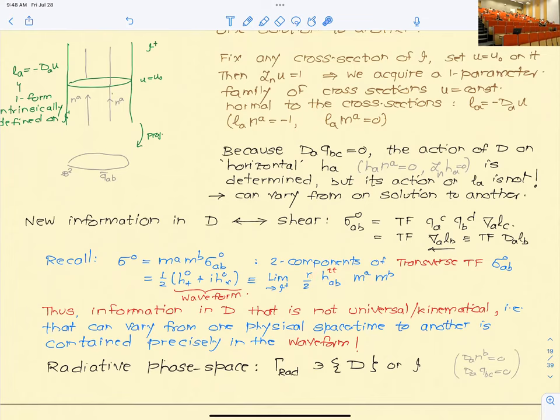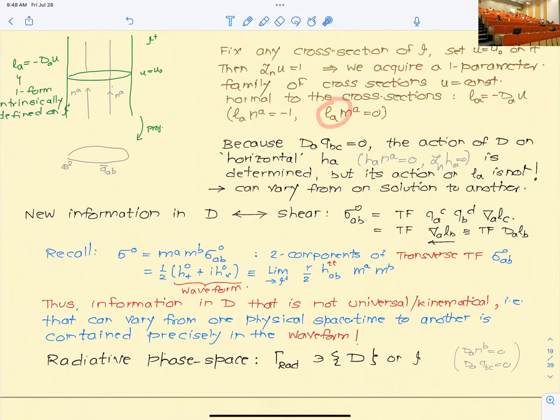And there's a part of the information in D which is universal, or kinematical, which is what it does to these horizontal one-forms. But what it does to l is not universal. One space-time, like Schwarzschild space-time, will do something to it, and a radiating space-time will do something completely different. In Schwarzschild space-time, you can choose these u equal to u naught cross sections so that this is identically equal to zero. In a radiating space-time, you cannot choose this equal to zero on all of these cross sections. So the notion of radiation is actually encoded here.